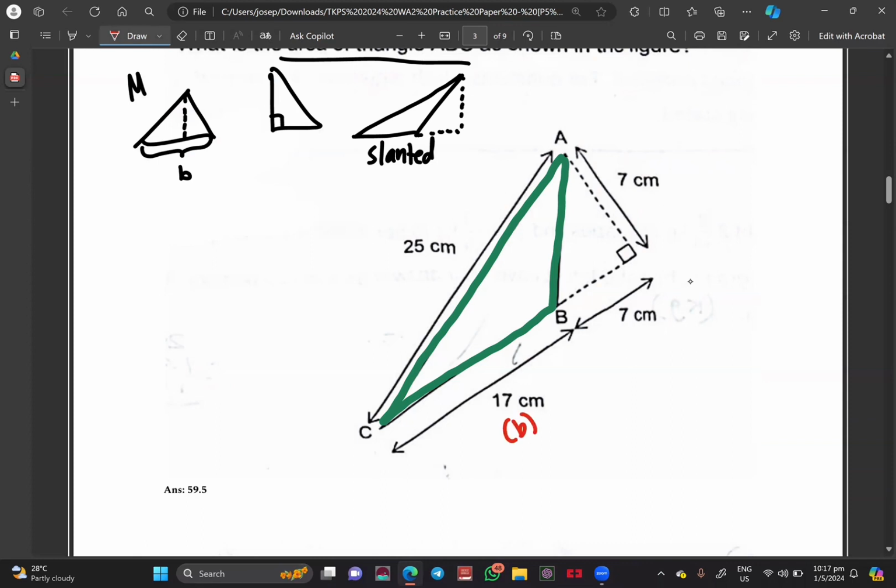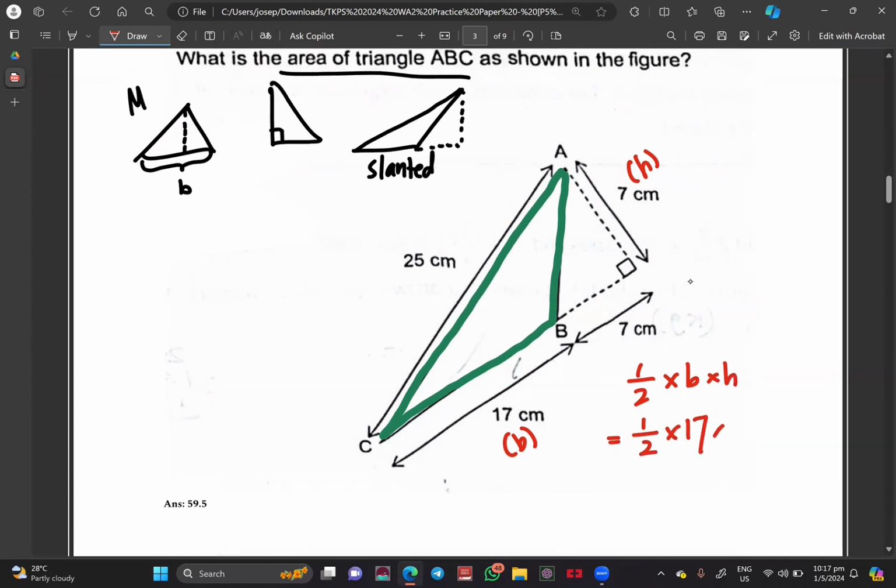The base is basically this. What is the height? The height is basically this. So we are just simply going to do half times base times height. Okay, we are going to simply do half times base, which is 17. What is the height? The height is 7. So we can first do 17 times 7, and then when we divide by 2, we get to an answer of 59.5 centimeters square.